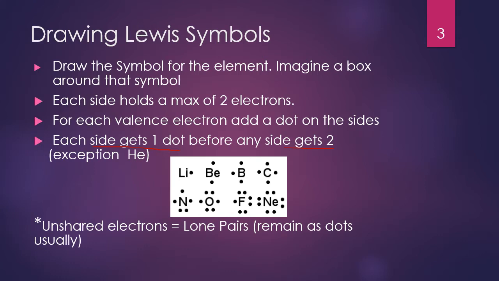Here are some representations of each group on the periodic table and what their Lewis symbols would look like. Starting with lithium, we see it has 1 valence electron. Lithium is an alkali metal, so all alkali metals have 1, and they look very similar to that. You can see the other groups' representations as well. Notice when we get to nitrogen, which has 5 valence electrons, that's when we start pairing.